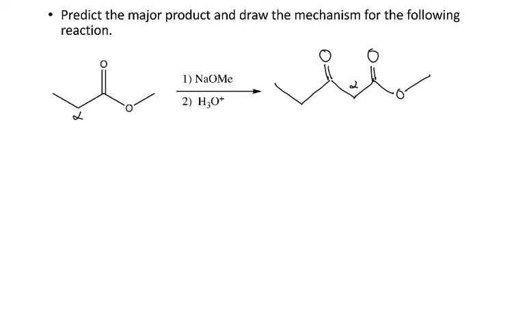And so to finish off my product, whatever else is coming off the alpha carbon is going to be coming off the alpha carbon here. And so in this case, it's just a methyl group. And so that would be the product of this Claisen condensation.